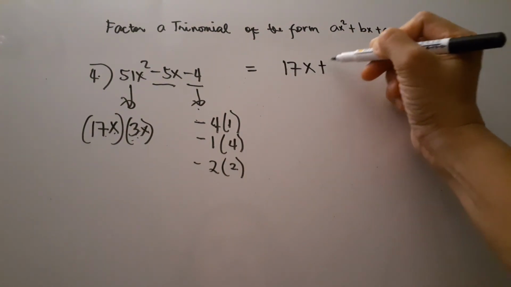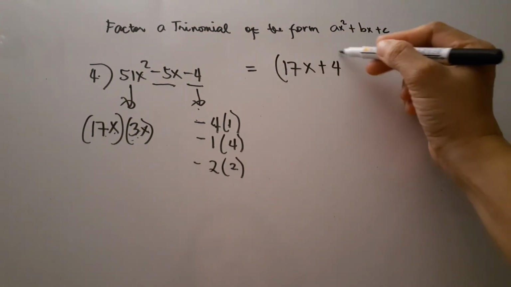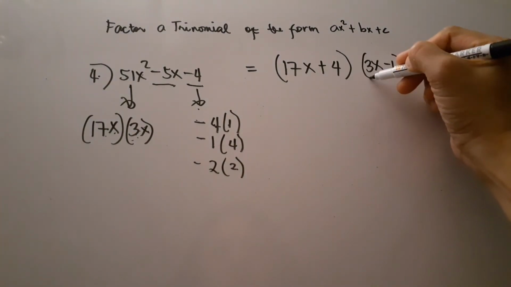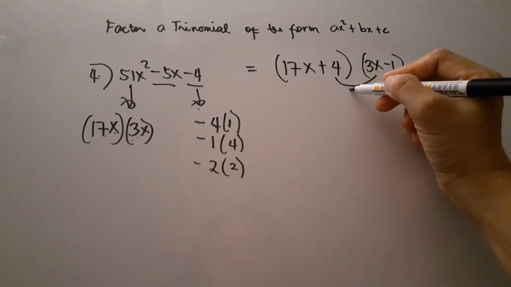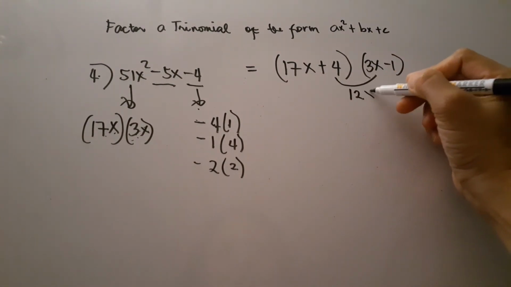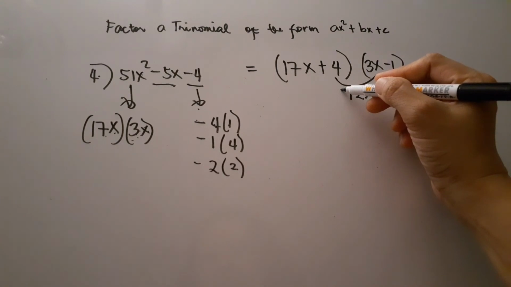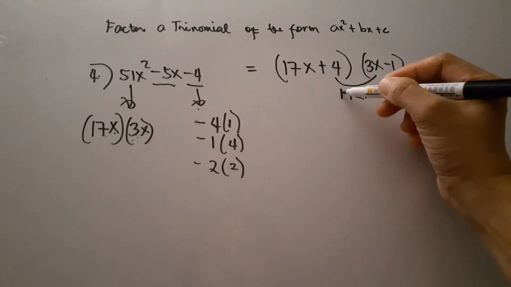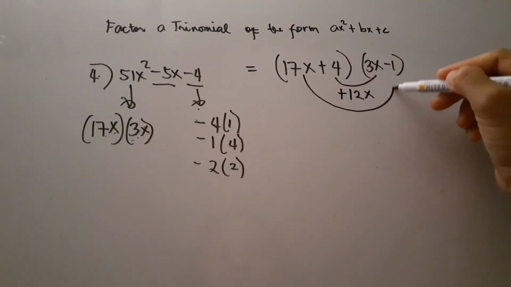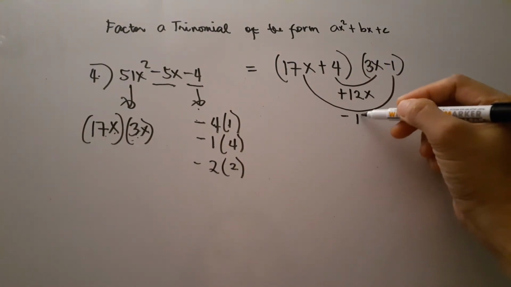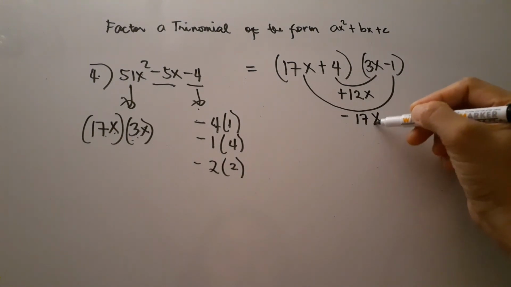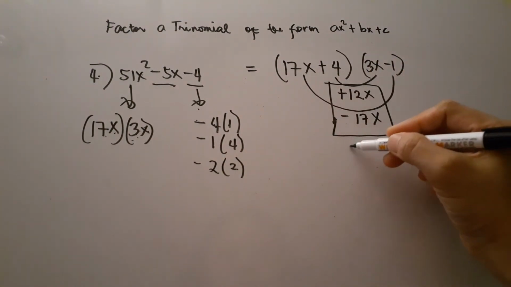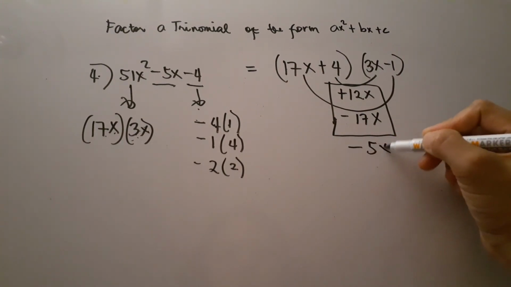Other factors are negative 1 times 4, so we can use 17x positive 4 times 3x negative 1. Then we combine together by multiplying 4 times 3x, which is the inner term, and 17x times negative 1 is equal to negative 17x, and the result is negative 5x.